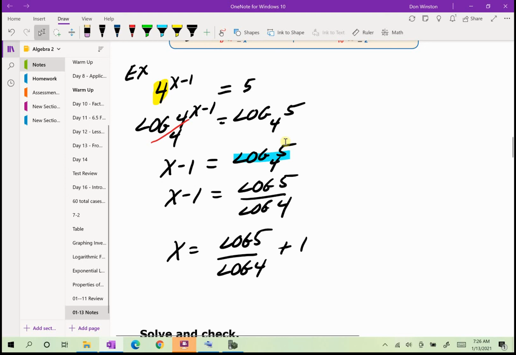So notice how did I go about solving that? Well, I used inverse properties. I recognized that the base of the exponent was 4, so I took log base 4 of both sides. And this resulted in me having to use change of base using base 10. So now, the other way you can approach that is to just take the common log of both sides.